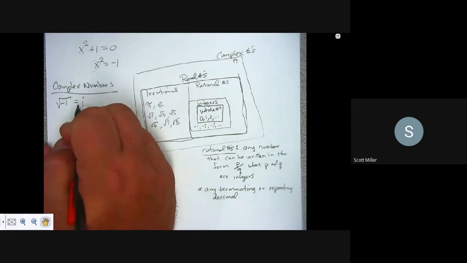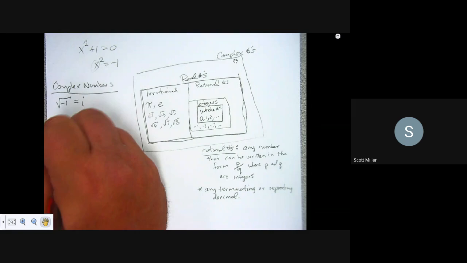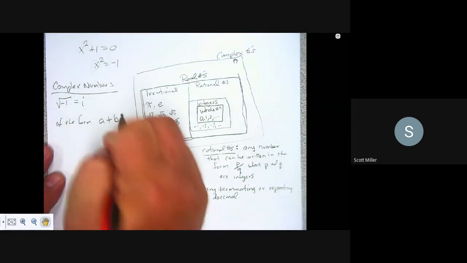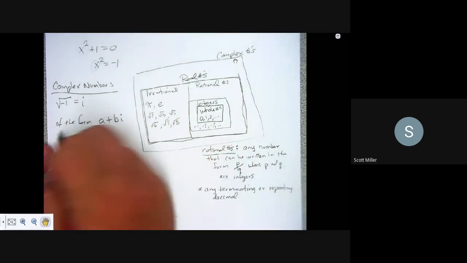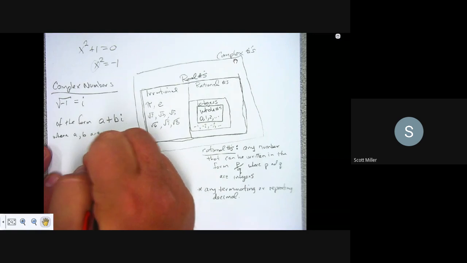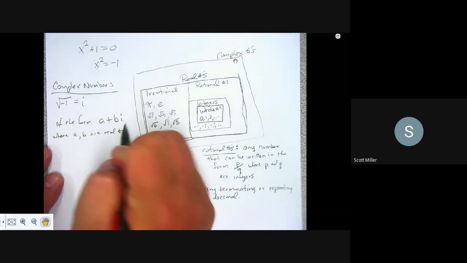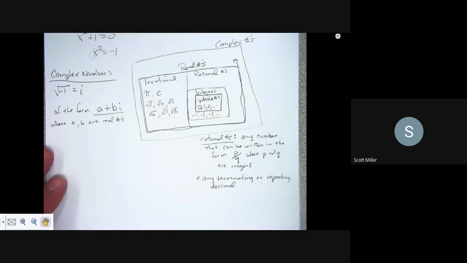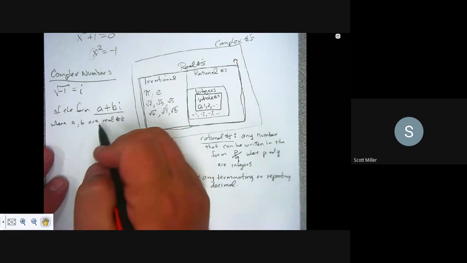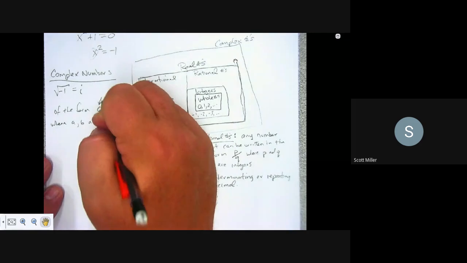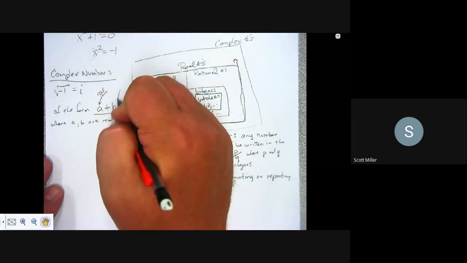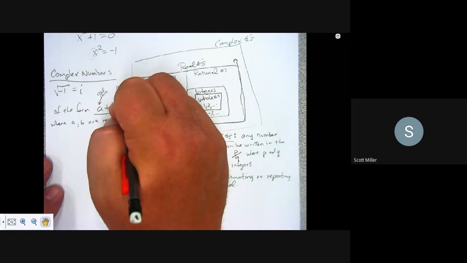So a complex number is a number of the form a plus bi, where a and b are real numbers. This is what a complex number looks like. It's a two-piece number. It has a real part, and this right here is the imaginary part. That's what they call it.